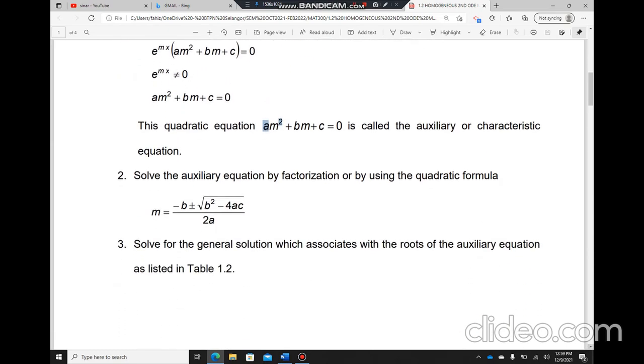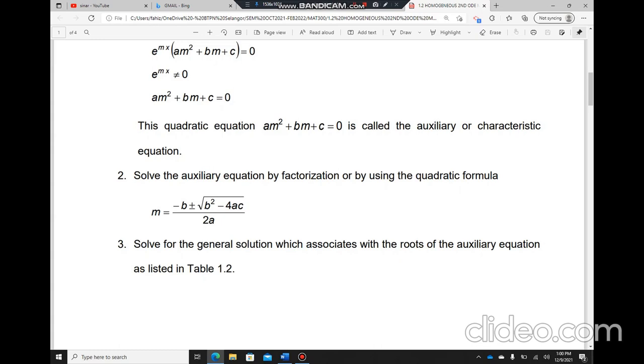Okay, next solve the auxiliary equation by factorization or by using the quadratic formula. Okay, so first awak tukar pada bentuk auxiliary equation, so dia jadi quadratic. Okay, so bila quadratic, since kita nak cari m1 and m2, so awak boleh guna sama ada nak factorize ataupun guna this quadratic formula.